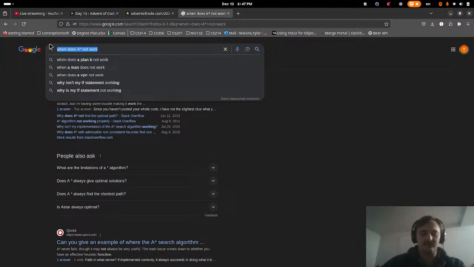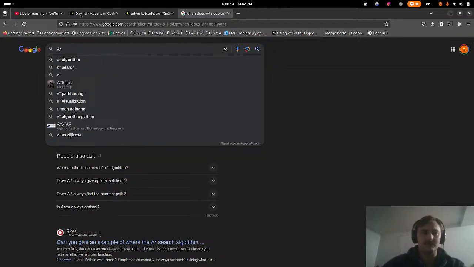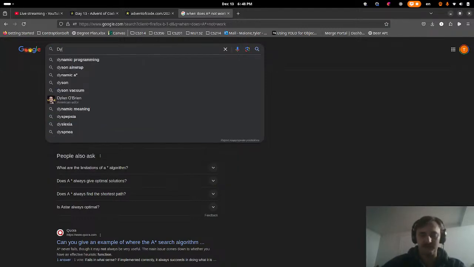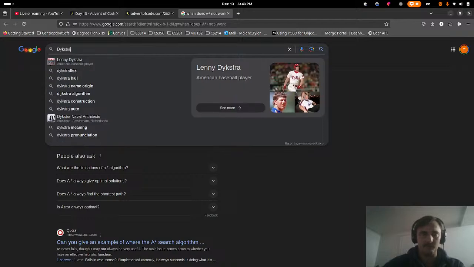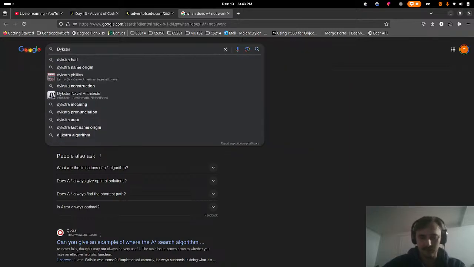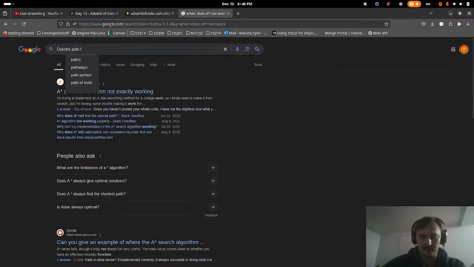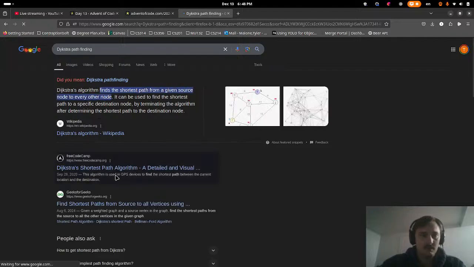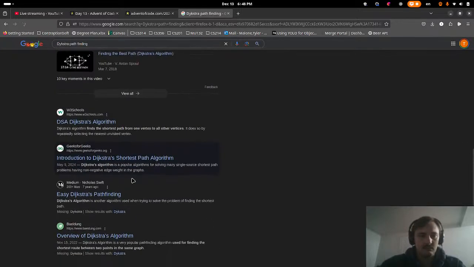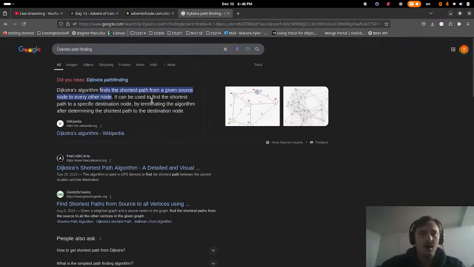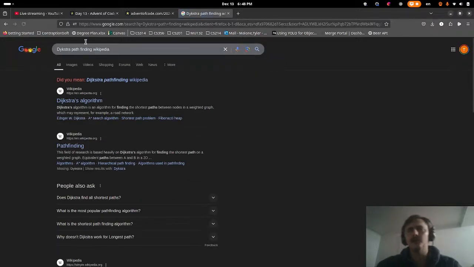I think Dijkstra's is simpler. I don't know. Let's look up A star. Actually, let's do Dijkstra's. I think it's easier to implement. I've done both before, and I think Dijkstra's was simpler. Dijkstra pathfinding. We'll go to Wikipedia. I don't know if this is going to work or not.